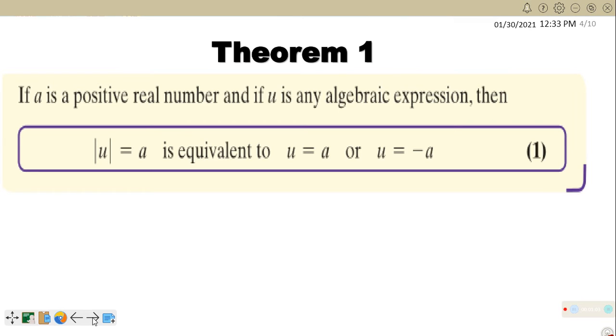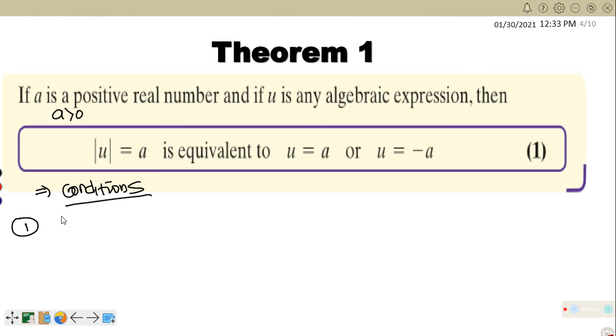positive real number, that is if a is greater than 0, and if u is any algebraic expression, then the absolute value of u equals a is equivalent to u equals a or u equals minus a. So these are the conditions guiding the operation of this rule.